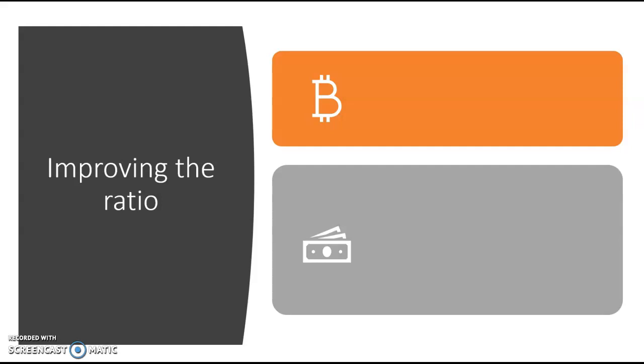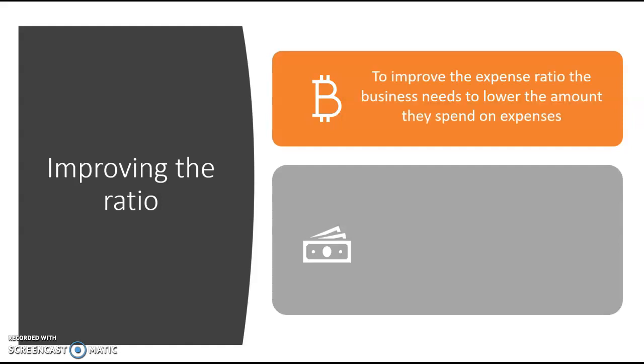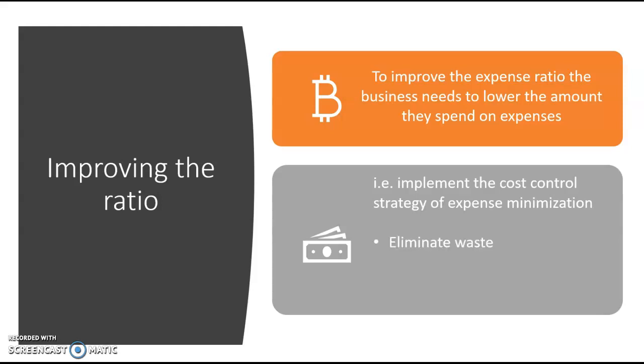So how can the business improve the ratio? Now, there is no specific syllabus point that is talking about efficiency strategies. So what we need to be thinking about is to improve the expense ratio, we need to look at how we can lower the amount we spend on expenses. And the way that we can get syllabus content on that is to look at the cost control strategy of expense minimization. So we're looking at tools and ideas that can help us to eliminate waste and prevent unnecessary spending.